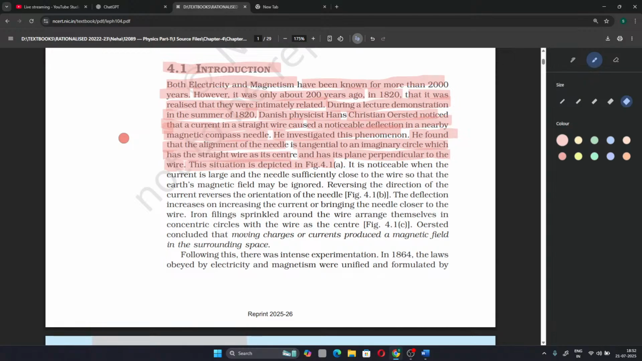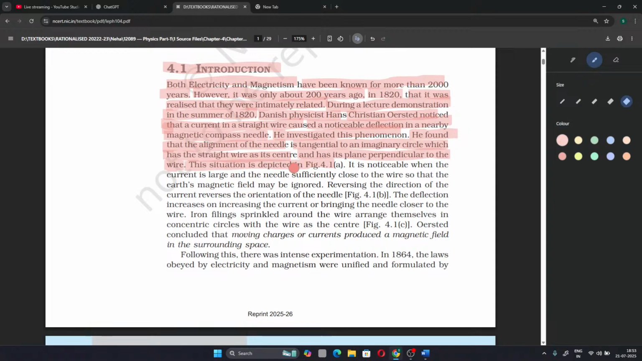He investigated this phenomenon. He found that the alignment of the needle is tangential to an imaginary circle which has the straight wire as its center and has its plane perpendicular to the wire. Okay, that is what I read before as well.